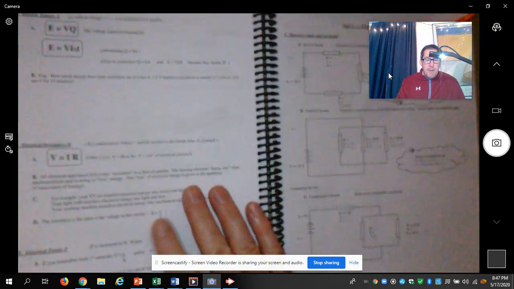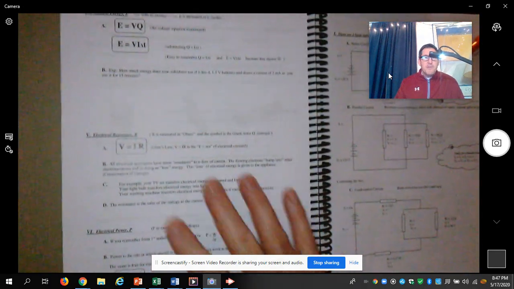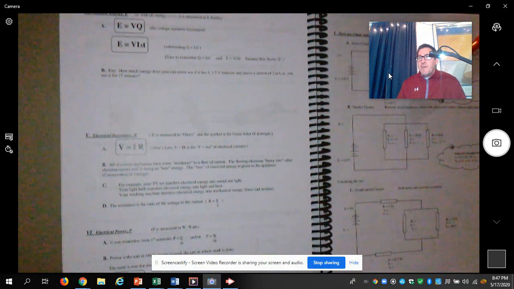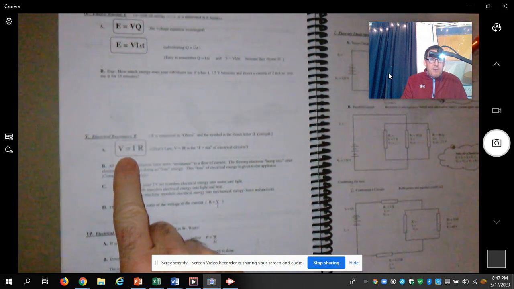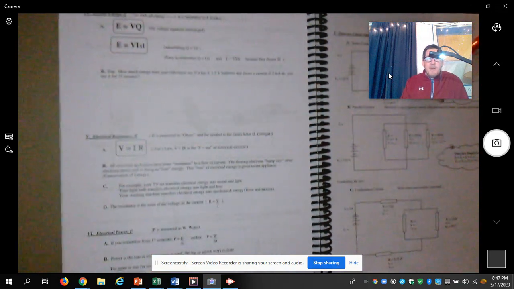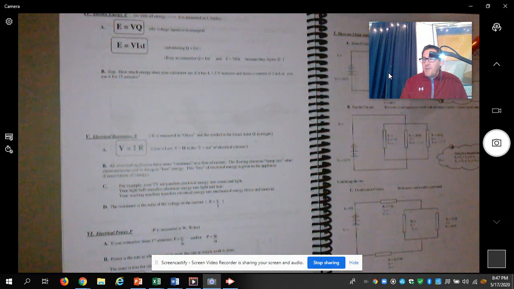On the following page, and you'll be getting to this hopefully this week, the week of the 17th through the 22nd, I believe, this equation, V equals IR, that is the F equals MA of electricity. That is the foundation of how we're going to do a lot of our circuit problems.